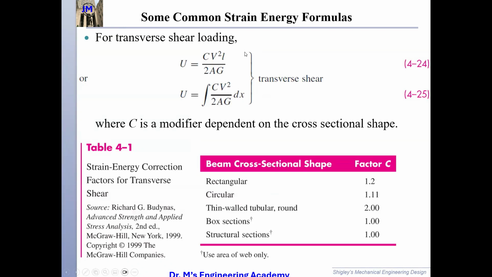Some common strain energy formulas for the transverse shear. The transverse shear is very, very complicated. So we use this transverse shear factor C, and C is related to the cross-section area. So for this one we have the factor for different cross-section areas.